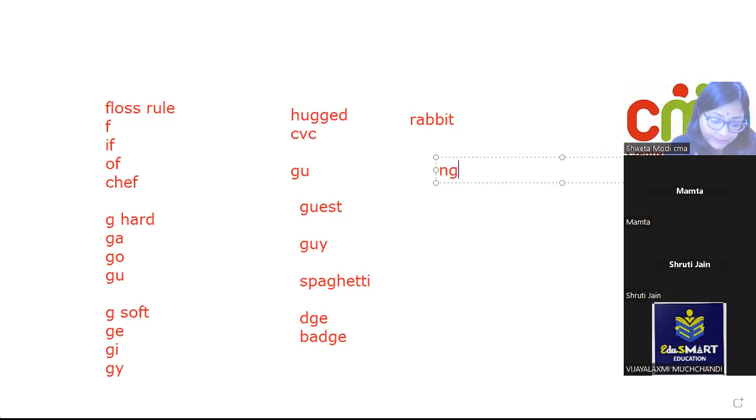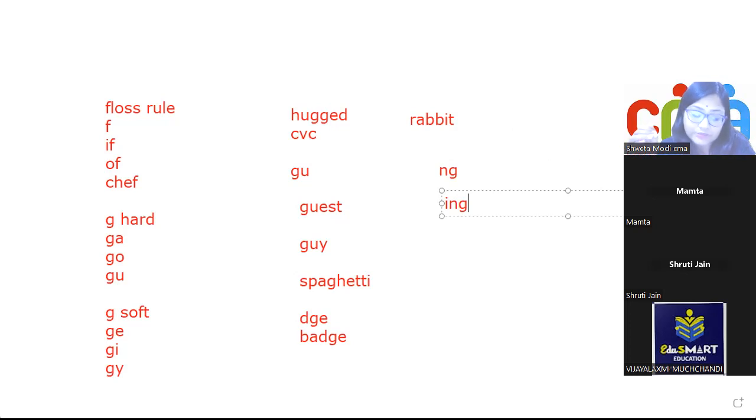Now, there is a suffix also with NG. Which is the suffix? ING. ING is the suffix. If you are adding the suffix ING, how will it change the root word? We have just done this: whenever you have a suffix starting with a vowel sound, then the CVC doubling rule will apply, right? This much is clear to everyone?